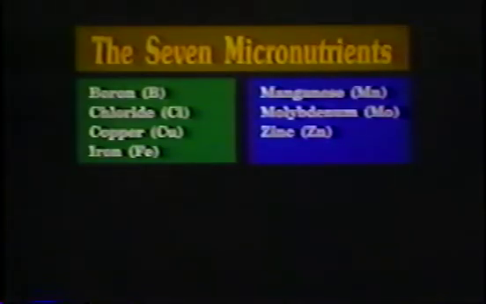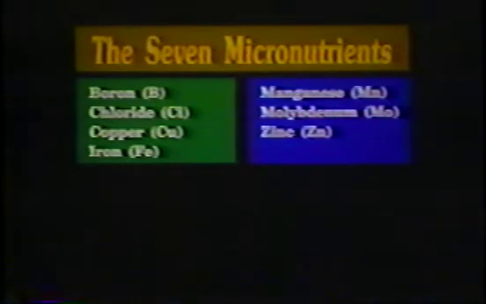Moving into the micronutrients. Again, there are 7 of them: boron, chloride, copper, molybdenum, manganese, iron, and zinc. If at all possible, remember the symbols for them as well, the 1 or 2 letter symbols, because there are probably going to be some of the questions written that are going to simply give you the symbols.